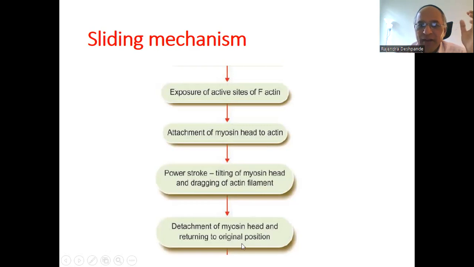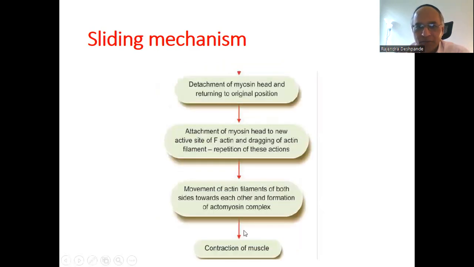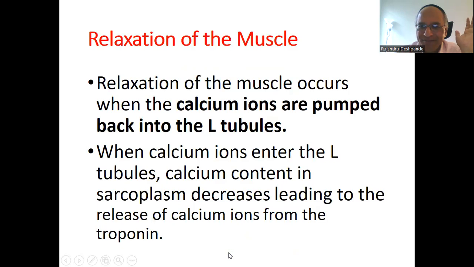Detachment of myosin head and returning to the original position. Next, what is the next step? Attachment of myosin head to the new active site of F-actin and dragging of actin filament. Repetition of these actions. Movements of actin filaments of both sides towards each other and formation of actomyosin complex. And finally, this is the contraction of muscles.